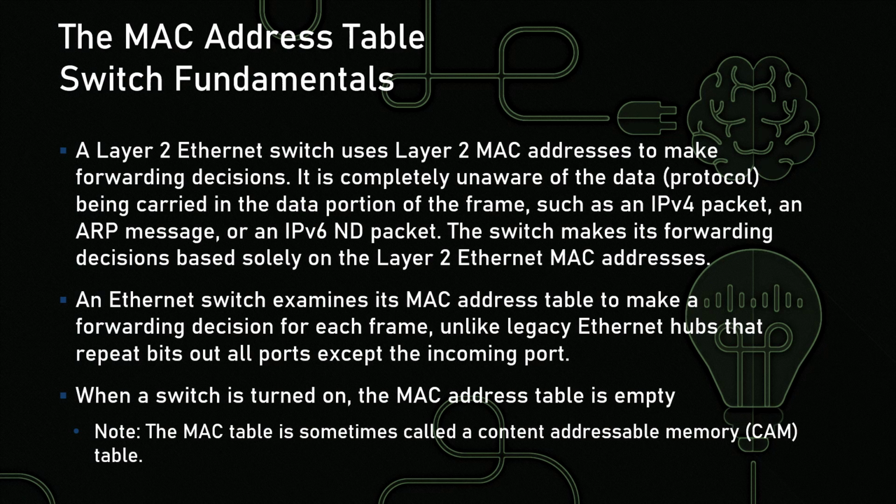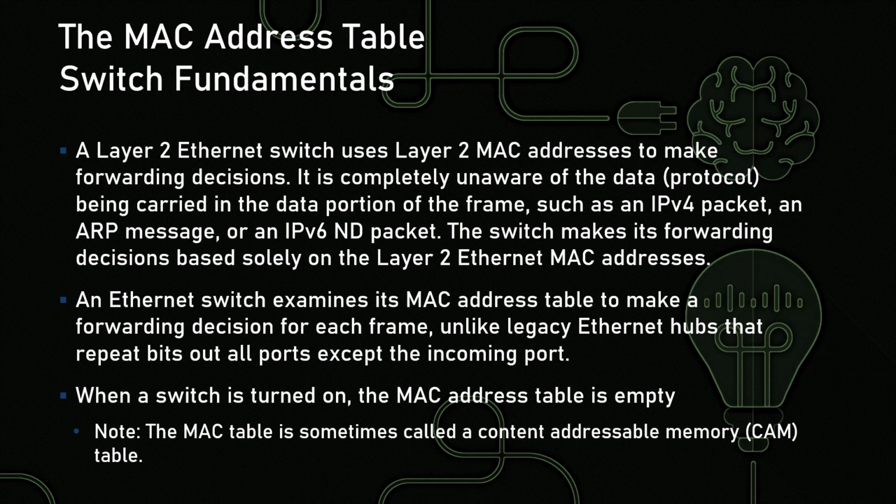A Layer 2 Ethernet switch uses Layer 2 MAC addresses to make forwarding decisions. It is completely unaware of what protocol is being carried in the data portion of the frame, so it has no idea whether it's IPv4, IPv6, or an ARP message. The switch is going to make its decisions solely on the MAC address that is given. And that's only at Layer 2. It won't peel down to Layer 3.